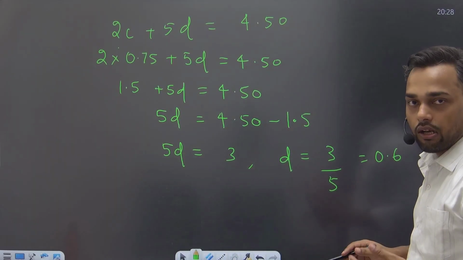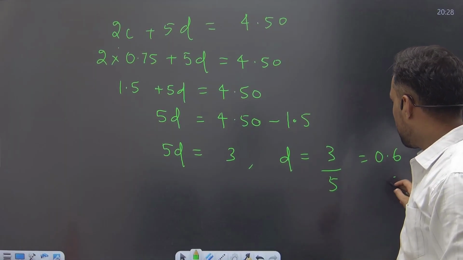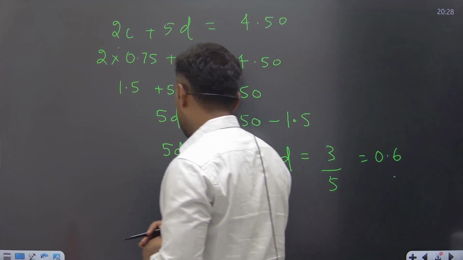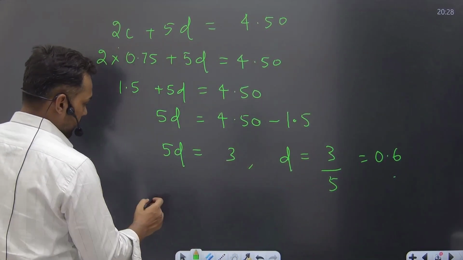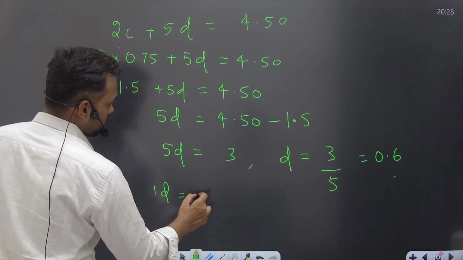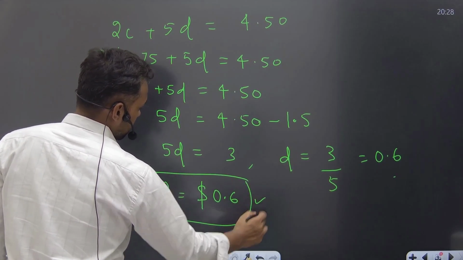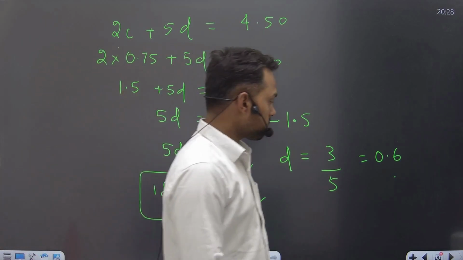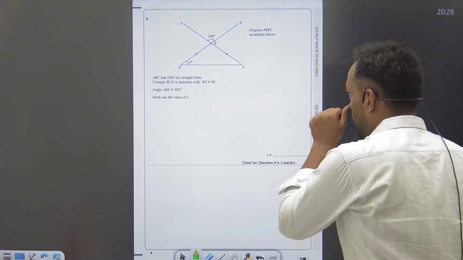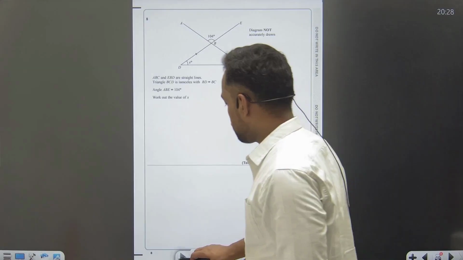You can use the calculator if you want. So $0.6 will be the cost of one doughnut. So one doughnut will cost you around $0.6. Okay students, now let's move to the next question.